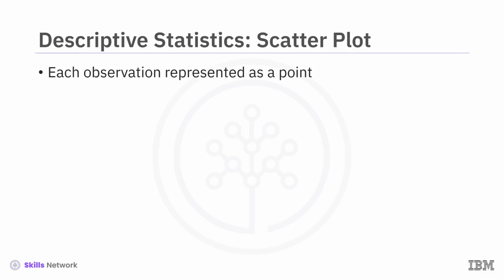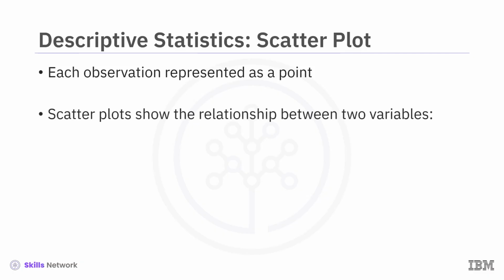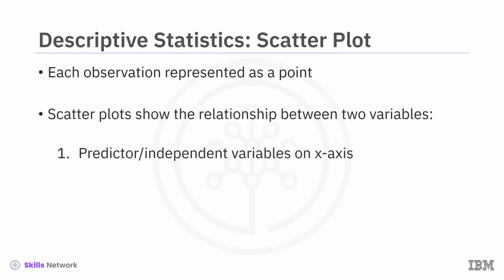Each observation in a scatter plot is represented as a point. This plot shows the relationship between two variables. The predictor variable is the variable that you are using to predict an outcome. In this case, our predictor variable is the engine size. The target variable is the variable that you are trying to predict. In this case, our target variable is the price, since this would be the outcome.